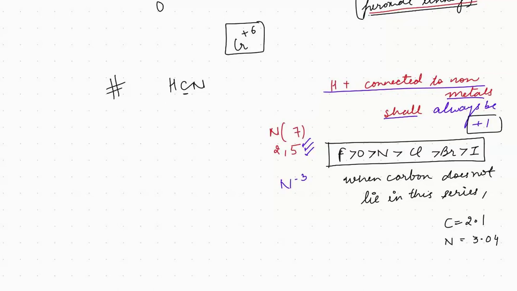So now when I say here that carbon is, I do not know what is the charge. So let carbon's charge be X. Hydrogen's charge is going to be +1. Nitrogen is going to be -3 and overall 0. So x minus 2 is going to be 0. So x is going to be +2. Did you understand the point?